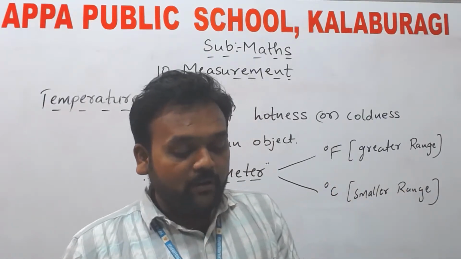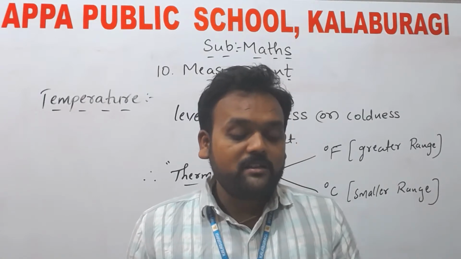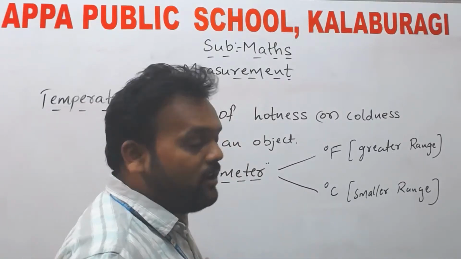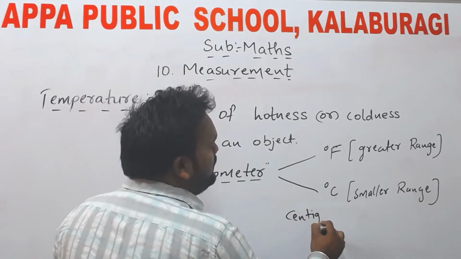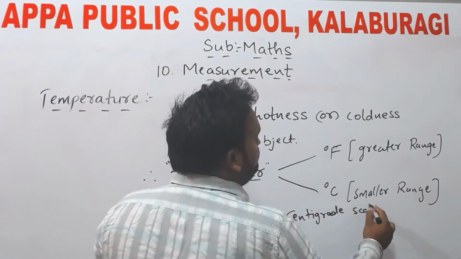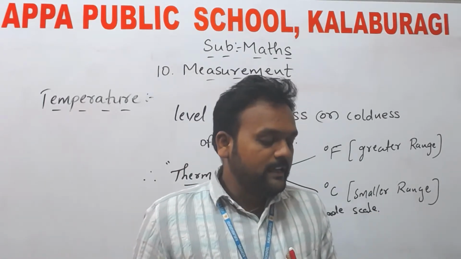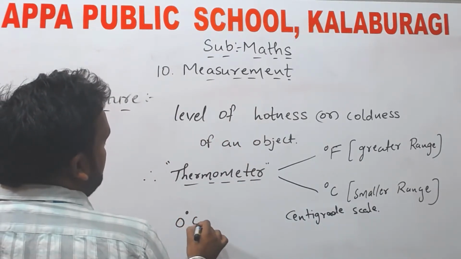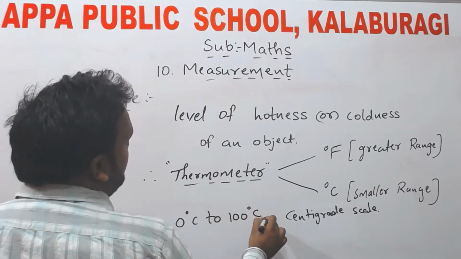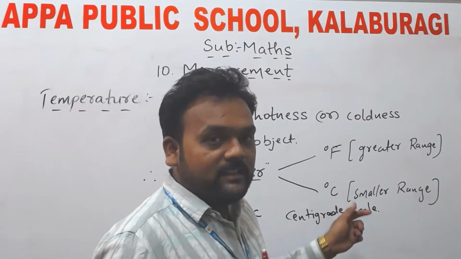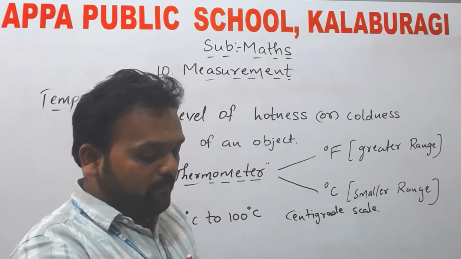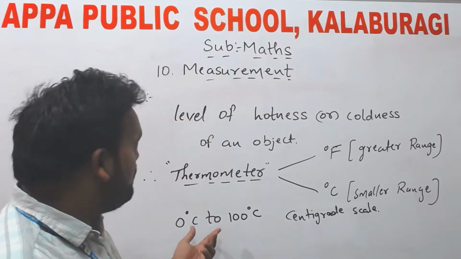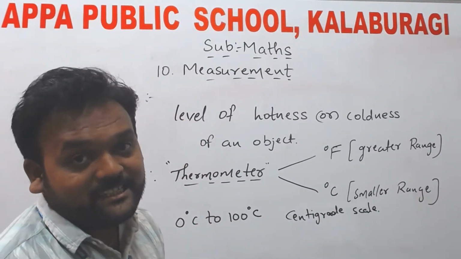Now, a thermometer can have scales in degree Fahrenheit and degree Celsius. The Celsius scale is also called the centigrade scale. See, the centigrade scale is marked from 0 degree centigrade to 100 degree centigrade. This is degree Celsius, also called the centigrade scale. It is marked from 0 degree Celsius to 100 degree Celsius.